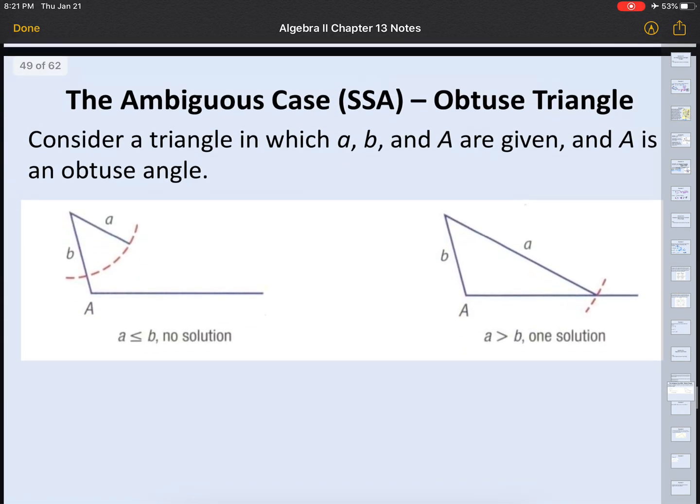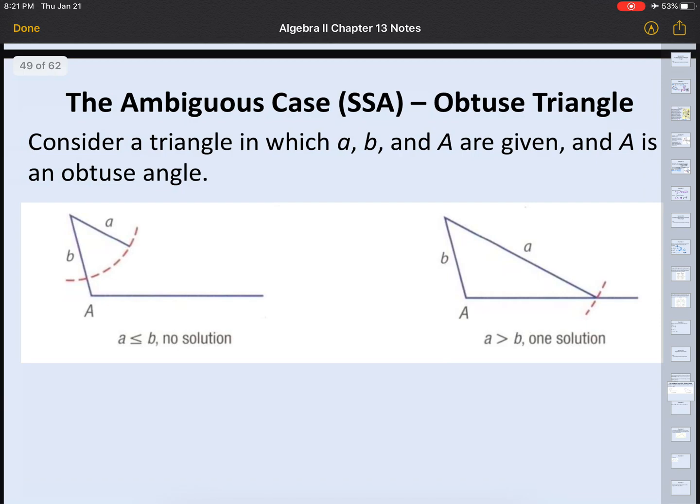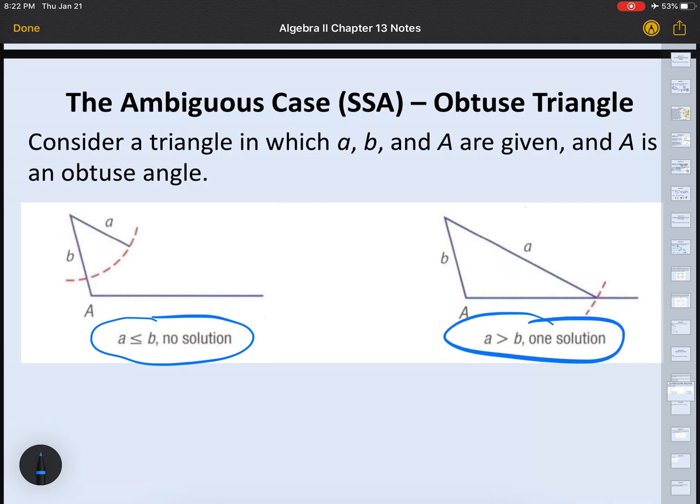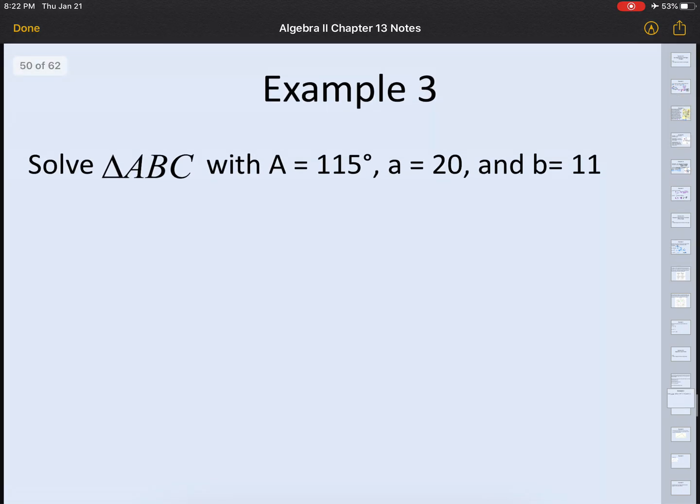But we also have cases for when we have still side-side-angle, but the obtuse side of it, or obtuse triangles. So consider a triangle in which side lengths a, b, and angle A are given, and angle A is an obtuse angle, then if side length a is less than or equal to side length b, there's no solution. And if side length a is greater than b, there's only one solution. So we're going to practice a few with these kind of triangles.